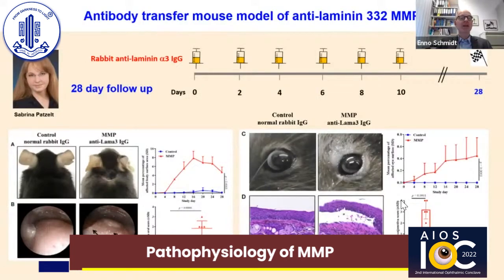Then Sabrina Patzel used the same model and the same injection scheme, but observed the model not only for 12 days, but for 28 days. She could see that the skin lesions already decreased after day 16, but the oral lesions, shown here at day 28, still increased. Also the ocular lesions, you see them periocular, but also the conjunctival lesions, and the conjunctival score increased over time until day 26.